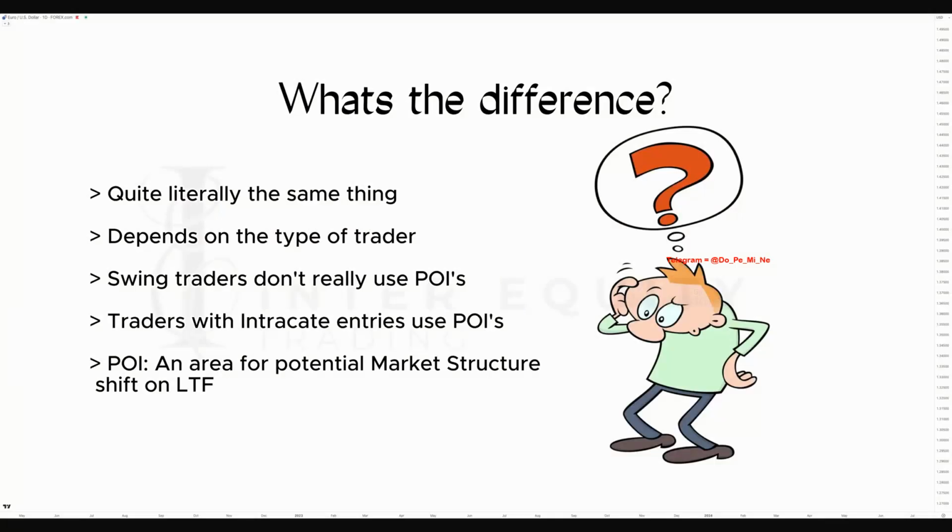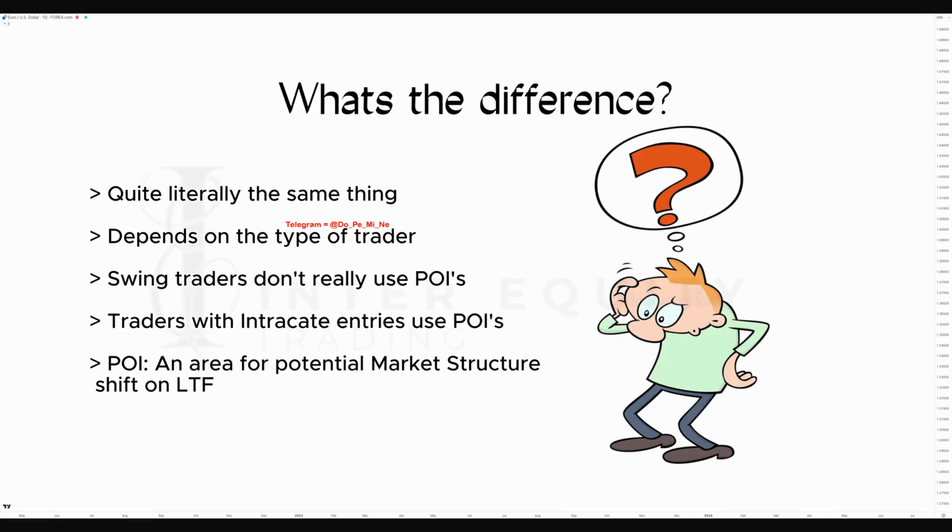Alright, so essentially POIs and order blocks are two of the same things. It just depends on how you view it and go about it. It also depends on the type of trader you are. So if you're a swing trader versus a scalper, some people might not use POIs. If you're a swing trader, for example, your order block is basically the intraday or scalper's POI. For traders that have more intricate entries, you're the ones that will be using POIs.